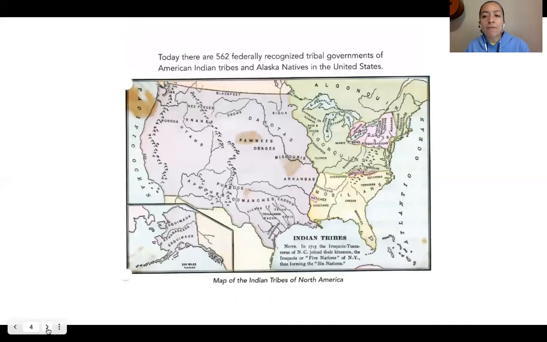Today, there are 562 federally recognized tribal governments of American Indian tribes in Alaska and the United States. So here you see some of the Indian tribes: Pueblo, Arkansas, Seminole, Pawnee, Sioux, Crow, Blackfeet.